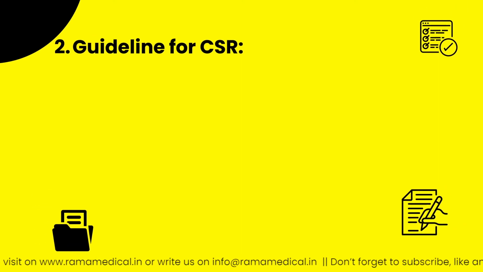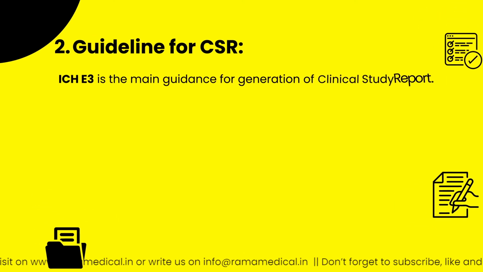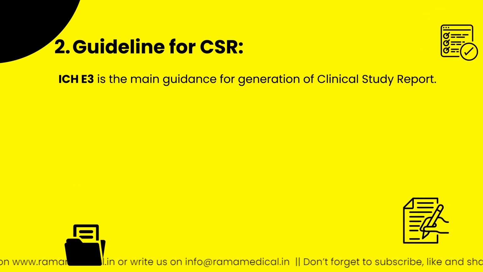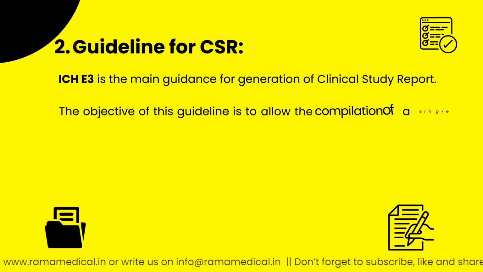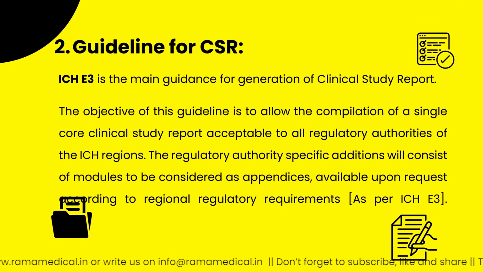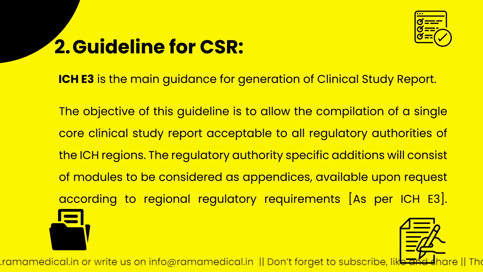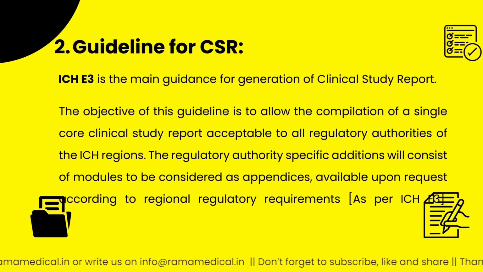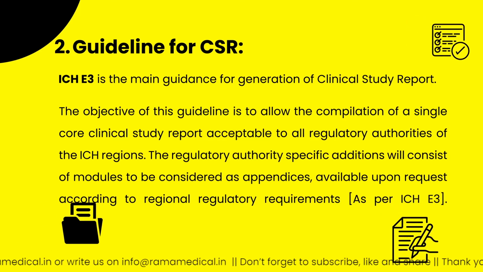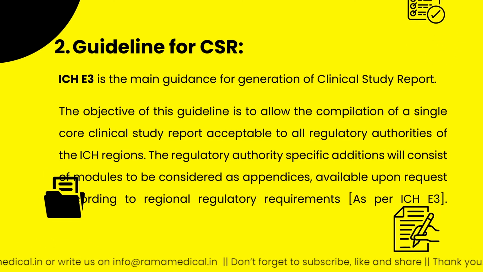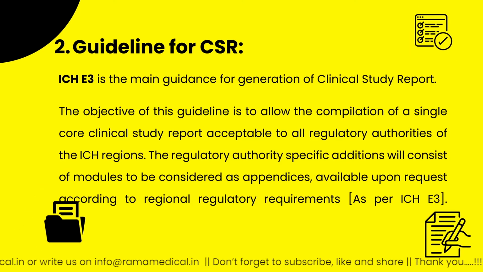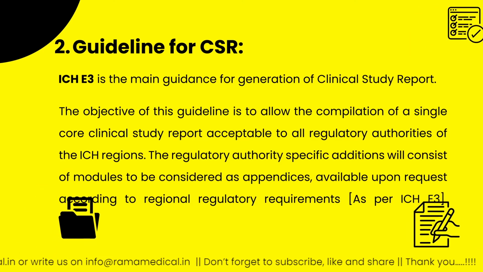2. Guideline for CSR. ICH E3 is the main guidance for the generation of clinical study reports. The objective of this guideline is to allow the compilation of a single core clinical study report acceptable to all regulatory authorities of the ICH regions. The regulatory authority-specific editions will consist of modules to be considered as appendices, available upon request according to regional regulatory requirements, as per ICH E3.